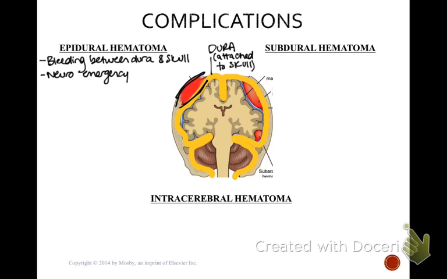There is a difference in all the hematomas. There's a difference between a venous bleed and an arterial bleed. Venous bleeds are slow, typically in nature. Arterial bleeds are fast.